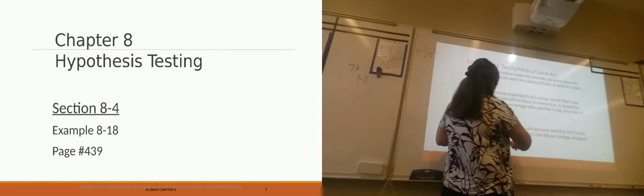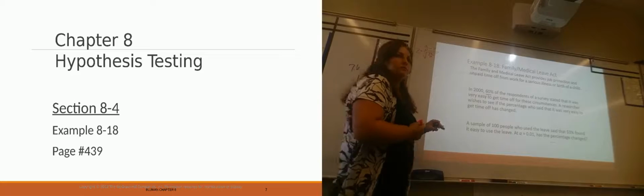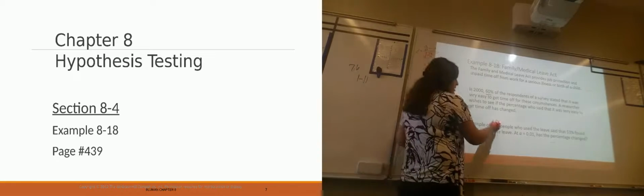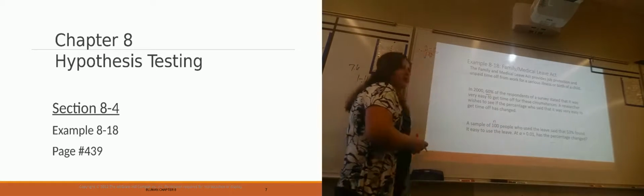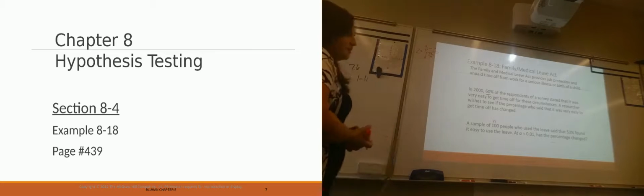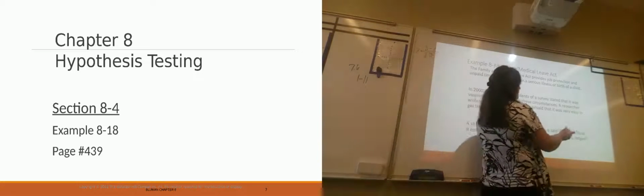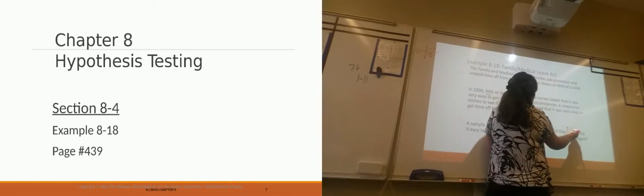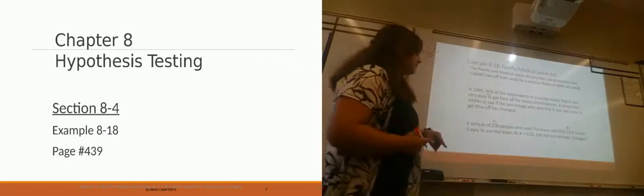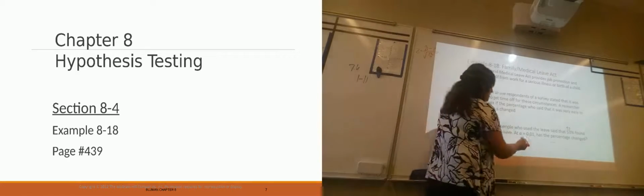So N equals 100 because I asked you to. Okay, a sample of 100 people who used the leave said that 53% found it was easy. 0.53 found it was easy to use the leave. At an alpha of 0.01, has the percentage changed?